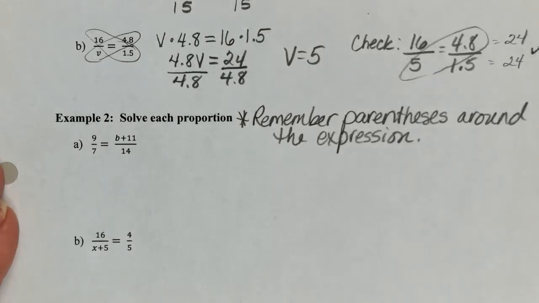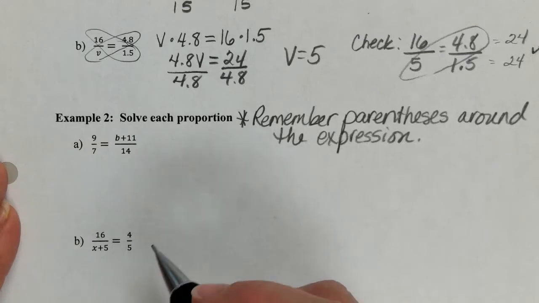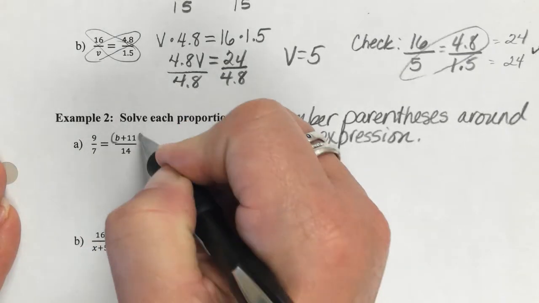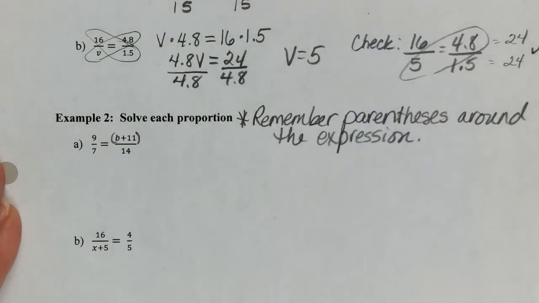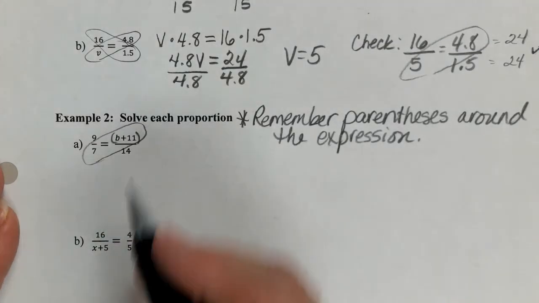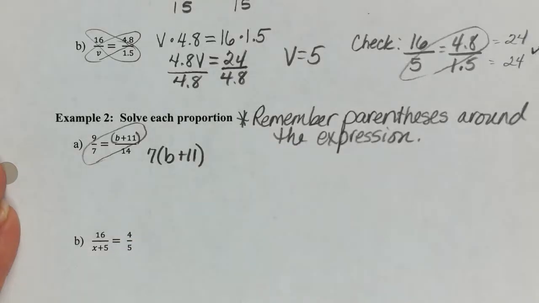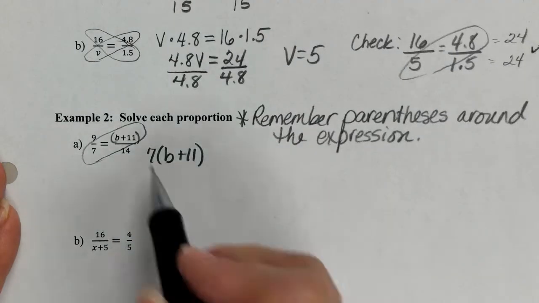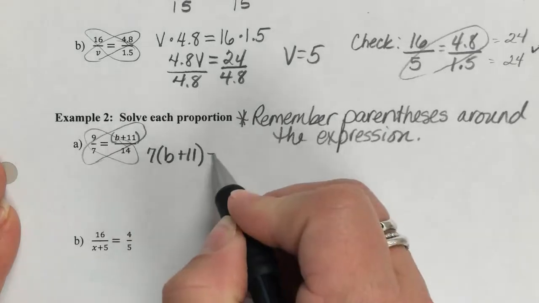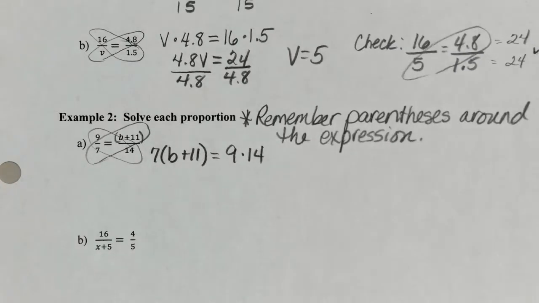So anytime you see an expression in one of the ratios, or sometimes it'll be in both ratios, I want you to go ahead and put your parentheses around that expression. Because now when I cross multiply my 7, I'm going to be reminded that that 7 needs to be distributed to every term in that parentheses. Then when I cross multiply the other way, 9 times 14. There's my equation.